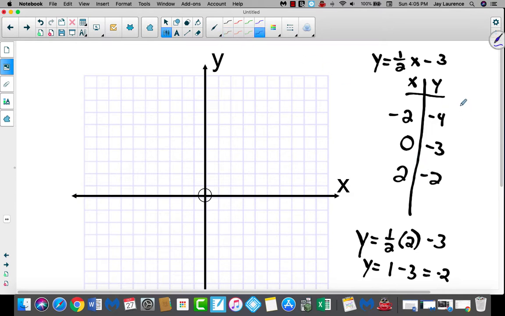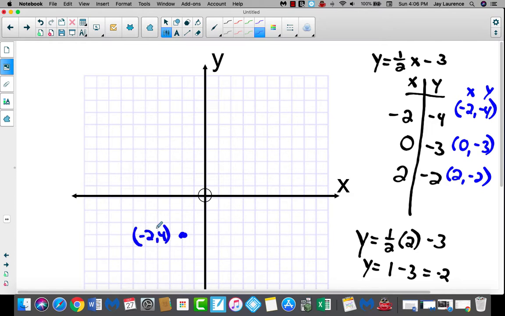If you don't realize it, this is the point -2, -4. This is the point 0, -3. And this is the point 2, -2. So I'm going to plot all three of these points. Now remember, I always do the x-coordinate, then the y-coordinate. So I go to the origin, and I go 2 in the negative x direction, and then I go 4 in the negative y direction. So there's my first point. That is the point -2, -4.